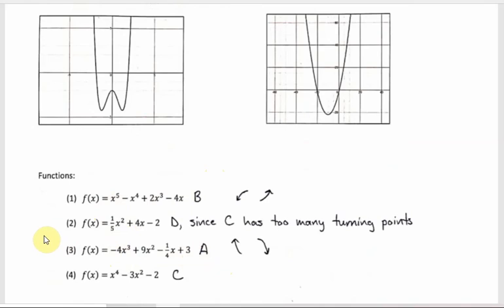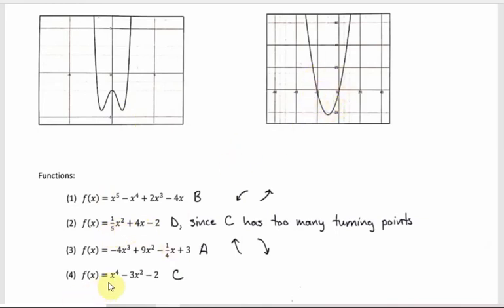And then for 2 and 4, we say, well, 2 is a parabola. It can't be this, right? It can't be C because this has too many turning points. If you have a parabola, that has at most 1 turning point. It couldn't possibly have 3. So 2 has to match up with D. It's got to be this one because this only has 1 turning point.